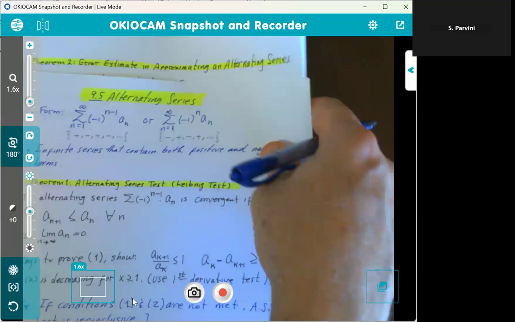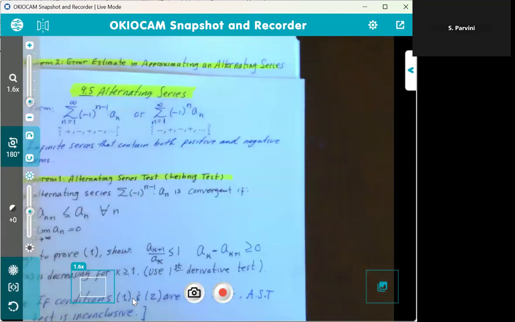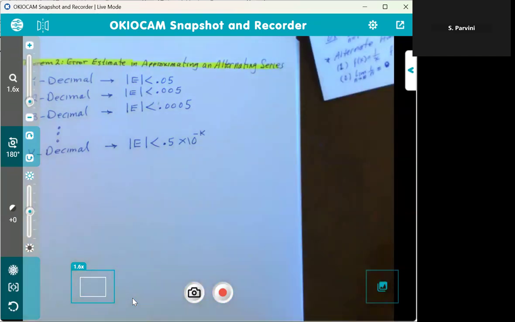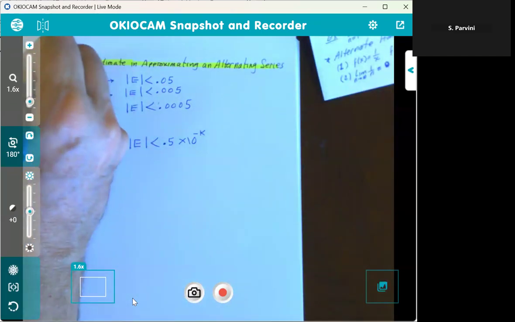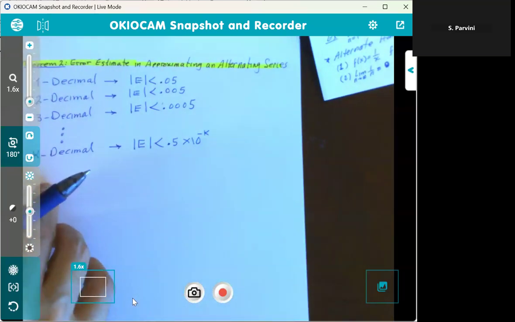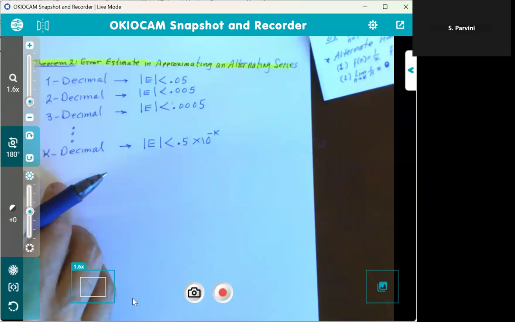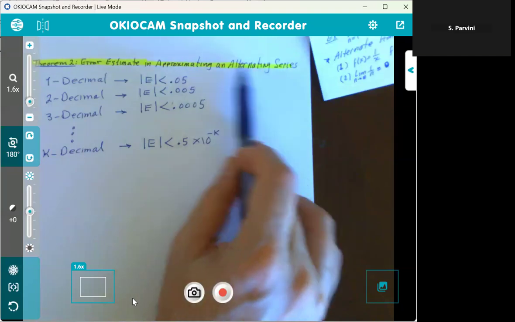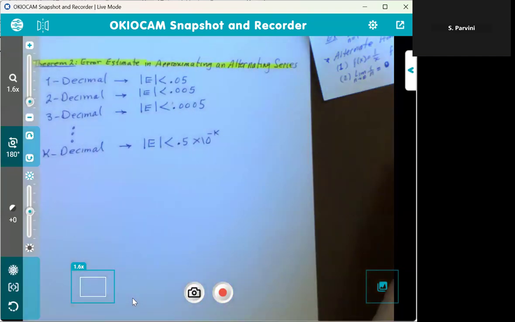Now, the next idea in this section is this one right in here. So we're going to look at our theorem number 2. Theorem number 2 has to do with estimating the error, or error estimate, in approximating an alternating series. And what we mean by approximating an alternating series is approximating the sum, the total.